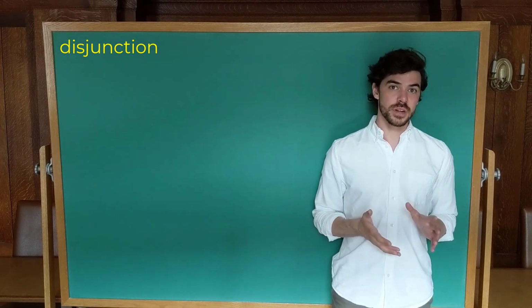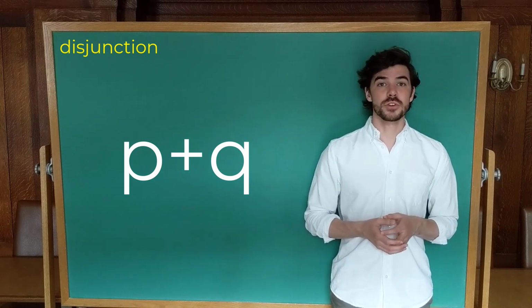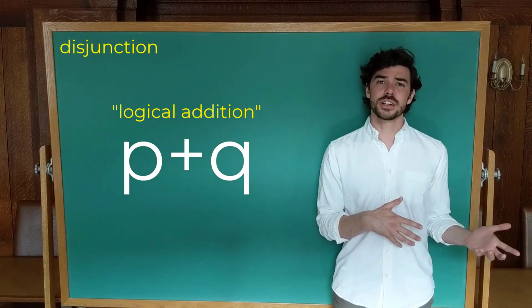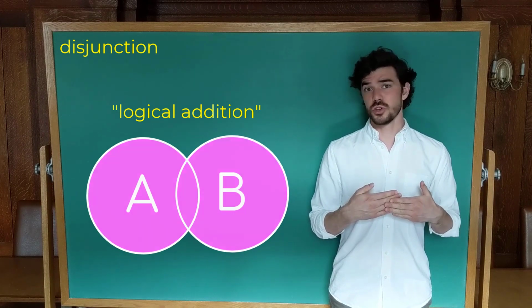Sometimes you also see this written as a plus symbol. This is less common, but it's used in contexts where it's referred to as logical addition. If you think back on our Venn diagrams for disjunction, you can see why putting together 2 terms like this would look something like addition.